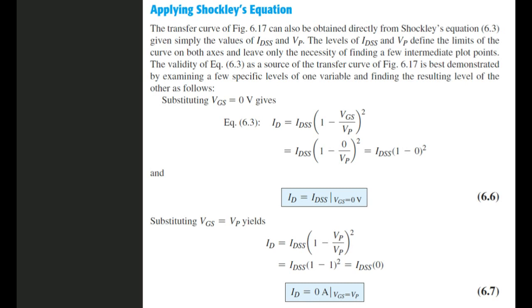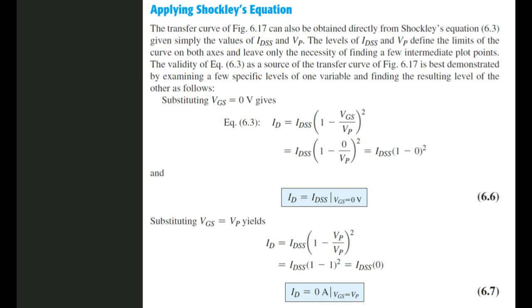According to Shockley's equation, we have found that if VGS is equal to 0, then the drain current is equal to IDSS. So it is now proved mathematically from Shockley's equation. Similarly, we substitute VGS equal to VP, and if we substitute it, then the answer will be 0 in equation 6.7. So the second point is also proved mathematically by using Shockley's equation.